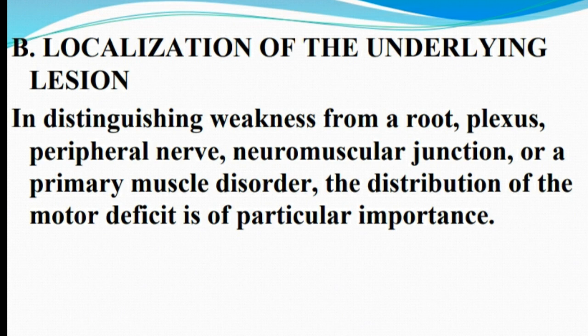The localization of the underlying lesion should distinguish weakness from a root, plexus, peripheral nerve, neuromuscular junction, or a primary muscle disorder. The distribution of motor deficit is of particular importance. Reflexes in a neuromuscular junction or a primary muscle disorder are usually preserved.